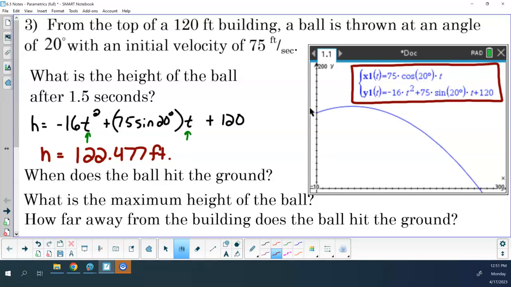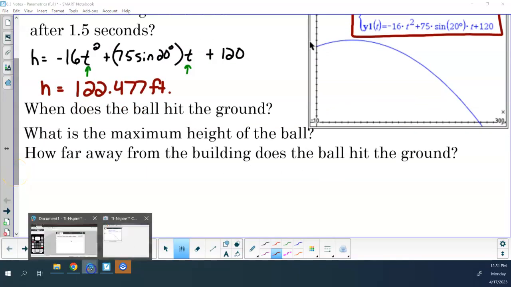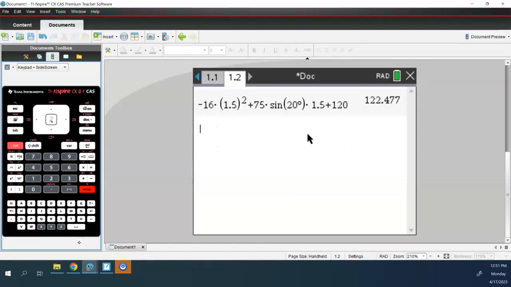So that's how we can find heights anywhere. We can plug whatever t value into that function. Next question, when does the ball hit the ground? Well, calculator-wise, I could take my trace here.